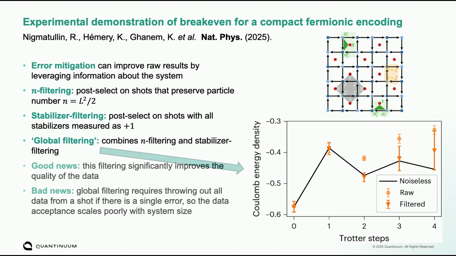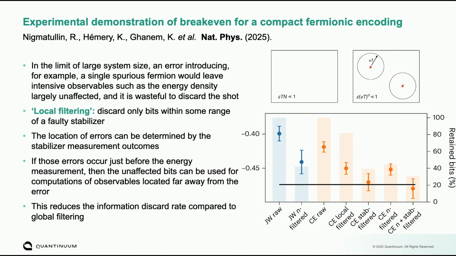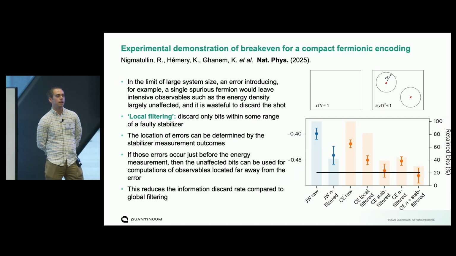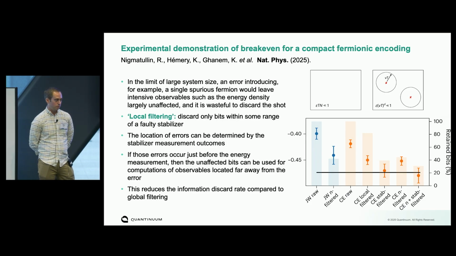However, it comes at a cost, of course. It improves the data, but it doesn't really scale well, because if you do global filtering and start growing your system size, then if you get a single error, you have to throw out all the data. So it doesn't really scale well, and it's relatively wasteful. In the limit of large system sizes, any single error will only really be able to affect a certain subset of bits, based essentially on a light cone propagating from that erroneous bit. And so we don't necessarily have to discard all of the shots.